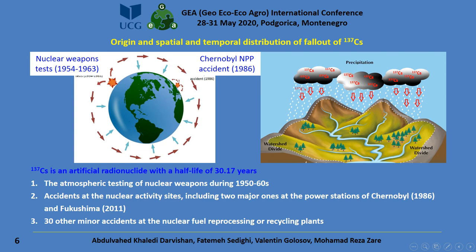So the cesium-137 was emitted to the atmosphere, circulated by the winds, and finally fell to the surface with precipitation. You can see it here in the upper right photo. And finally, we have cesium-137 all around the world, but it is very dependent on the position, on the latitude, and on the mean annual precipitation. Cesium-137 is an artificial radionuclide with a half-life of about 30 years. The atmospheric testing of nuclear weapons during 1950 to 1963 is the main origin of this element, and as I said, accidents of the nuclear tests also, and some other minor accidents at the nuclear fuel reprocessing or recycling plants.